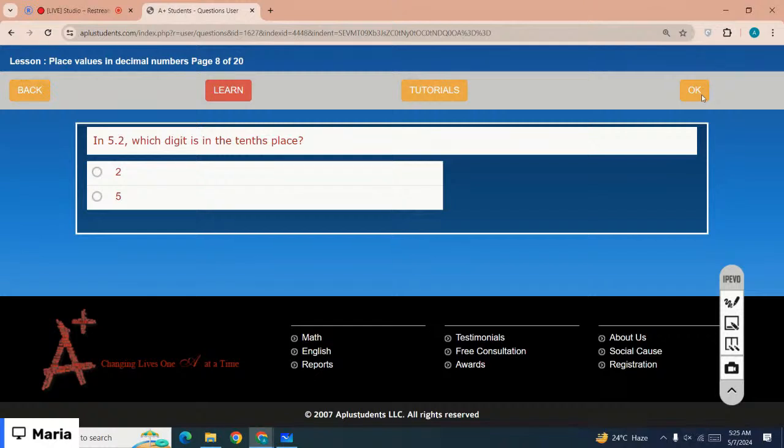In 5.2, which digit is at the tens place? Which is the correct option?